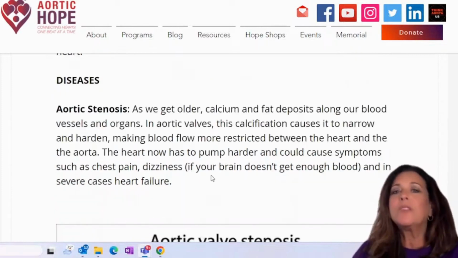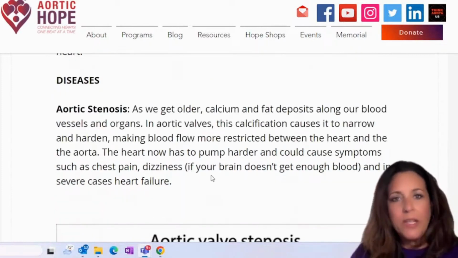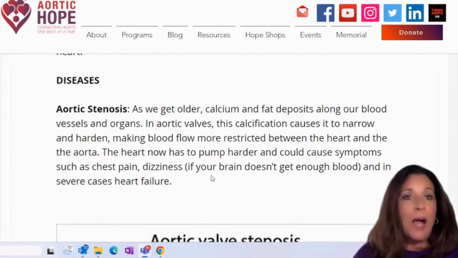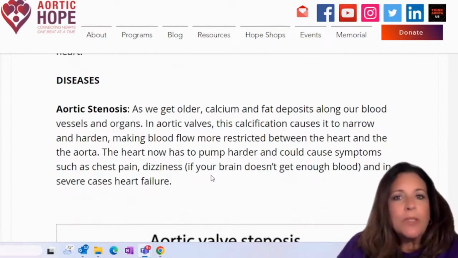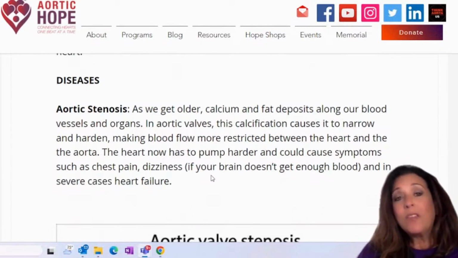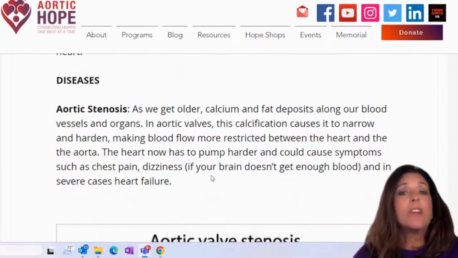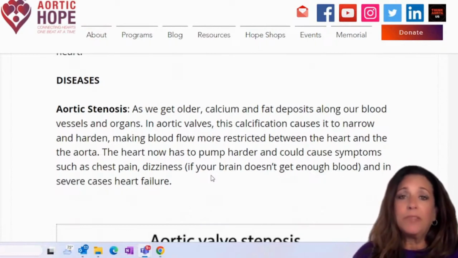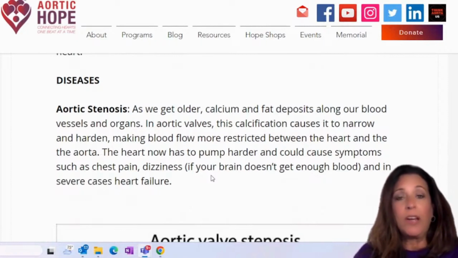Okay, so aortic stenosis. We hear this a lot. What is aortic stenosis? As we get older, calcium and fat deposits along our blood vessels and our organs. It's just what happens. Probably from all the different things we eat, pick up in our life, lack of activity, what have you. But in aortic valves, the calcification causes it to narrow and harden, making blood flow more restricted between the heart and the aorta.